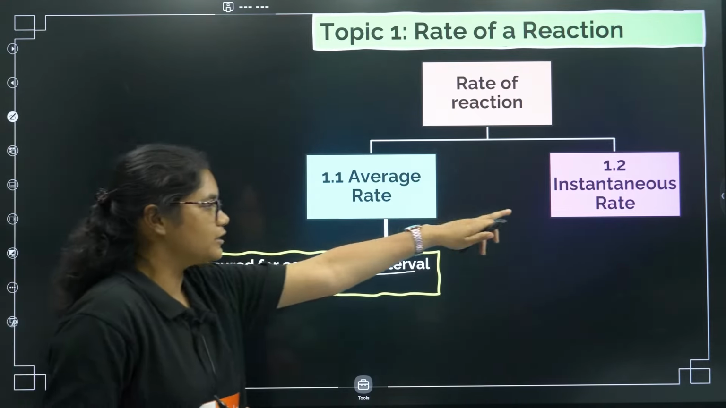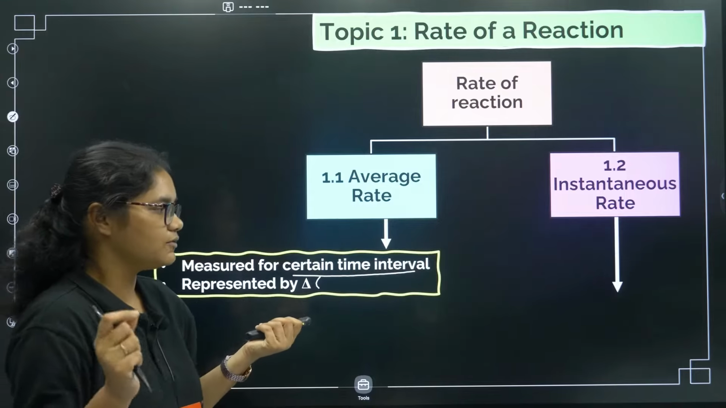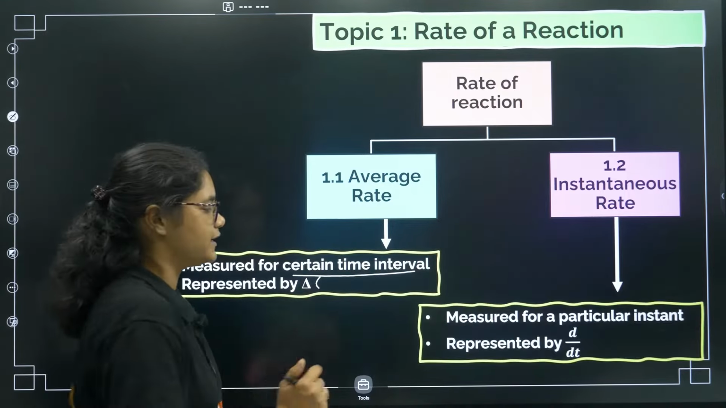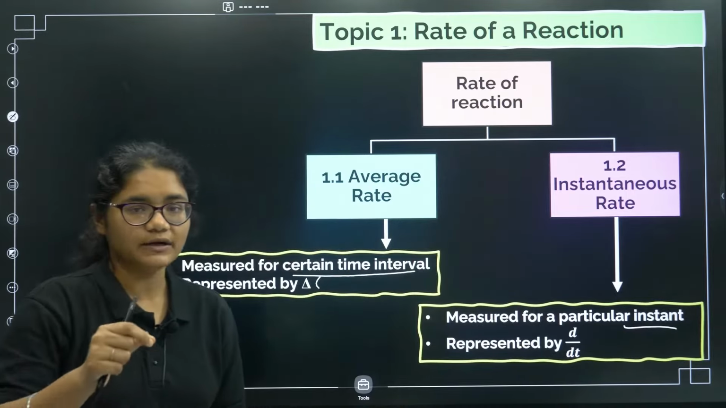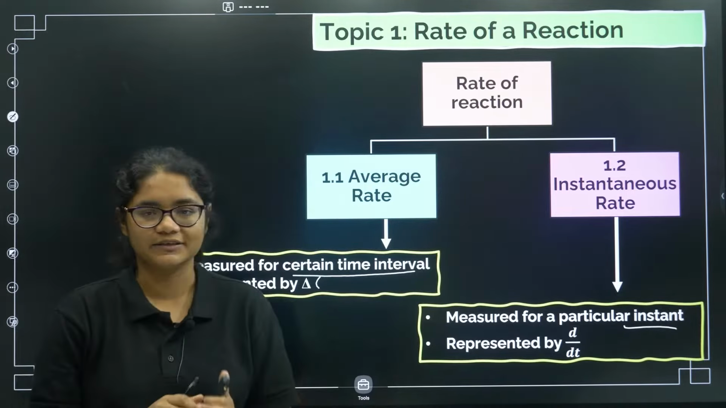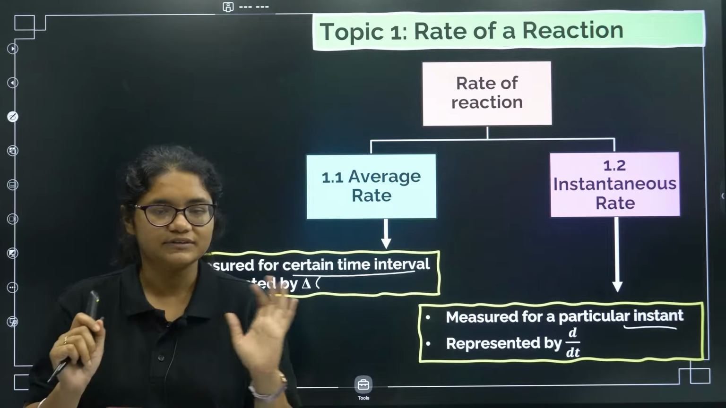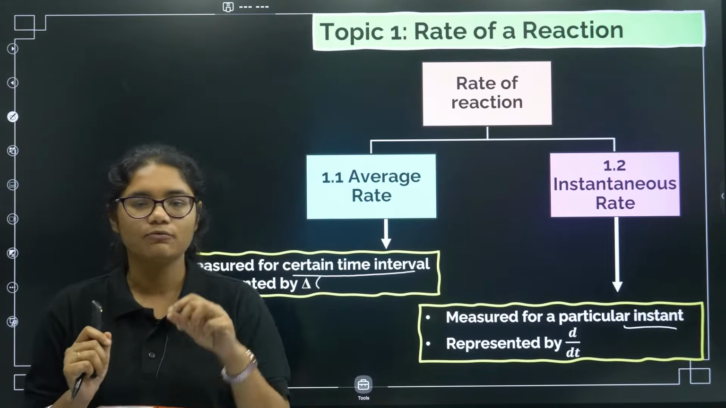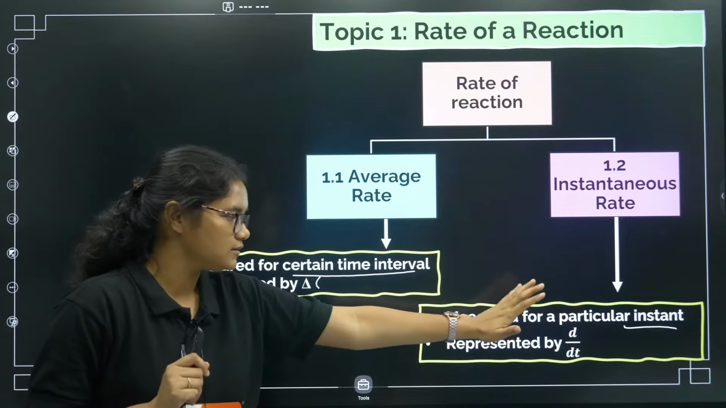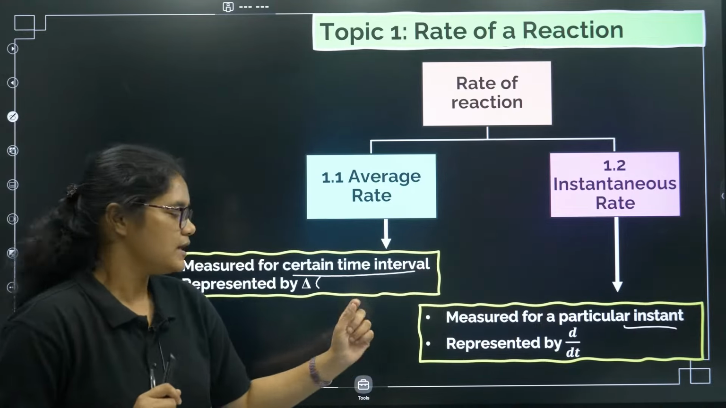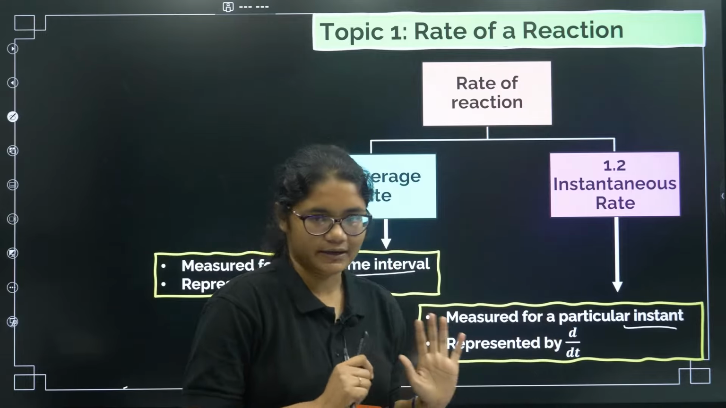Now coming to instantaneous rate, what is the meaning? From the word itself you can understand: it is measured for a particular instant, at that particular time. For example, you started a reaction at 10 am, and you want to know at 10:10 what is the rate of the reaction, clear? So that is the rate at a particular instant, and it is represented by d by dt.